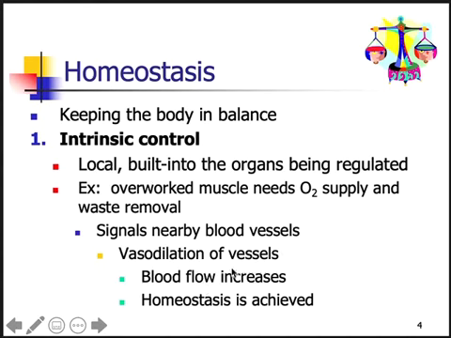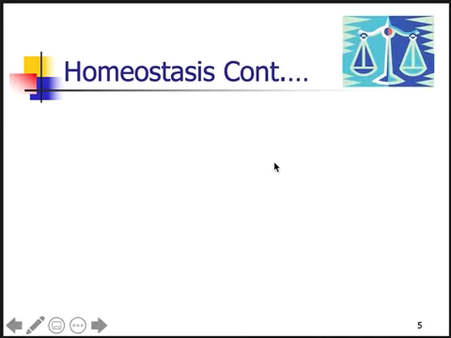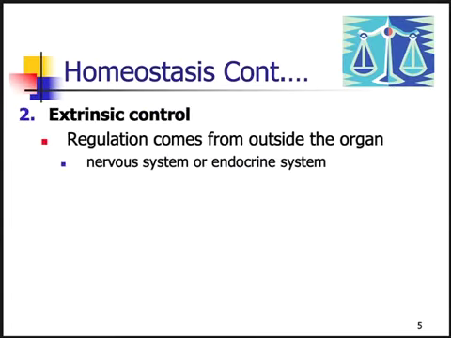Now I know this is a little tricky because we could say the same thing on a larger level, but the key here is to remember that when you're talking intrinsic, you're talking local, right, immediate area built into the organ. Okay, now let's talk about extrinsic control. Regulation comes from outside the organ. We usually will be talking about either the nervous system or the endocrine system when we talk about extrinsic control.